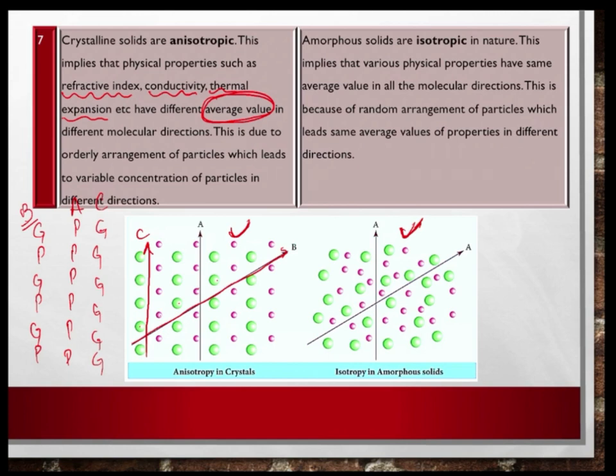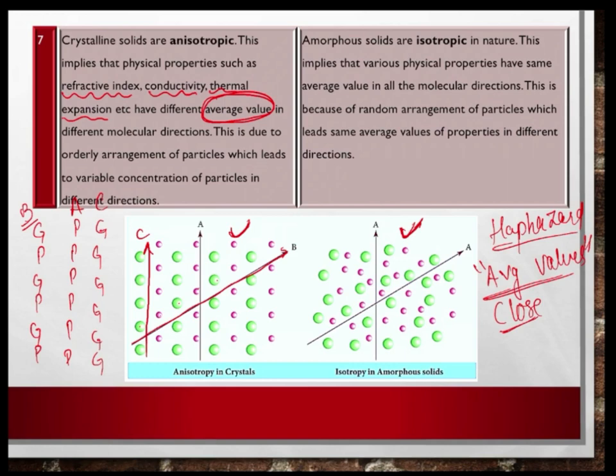Whereas when we go into amorphous solids, the concentration of the particles is so haphazard that you take any direction in this solid, what you will find is that average values are going to be very, very close to each other for these physical properties. That is refractive index, conductivity, electrical resistance, thermal expansion. And this is how you have to explain it. It is the word average value which actually is missed in your NCERT also.